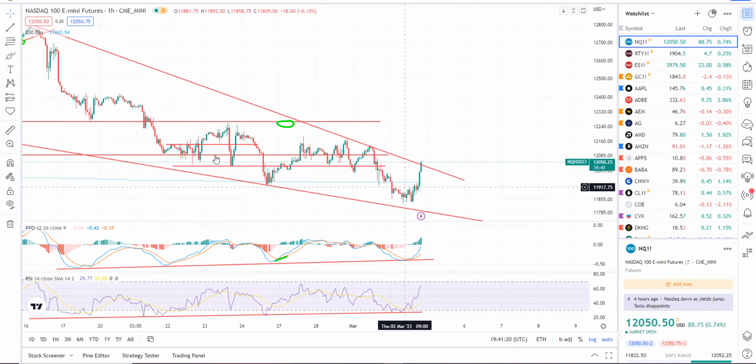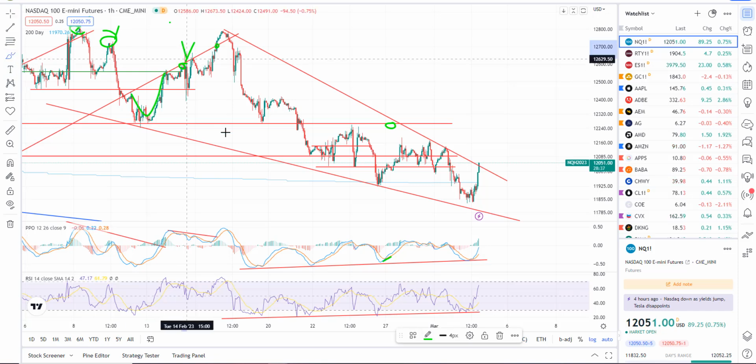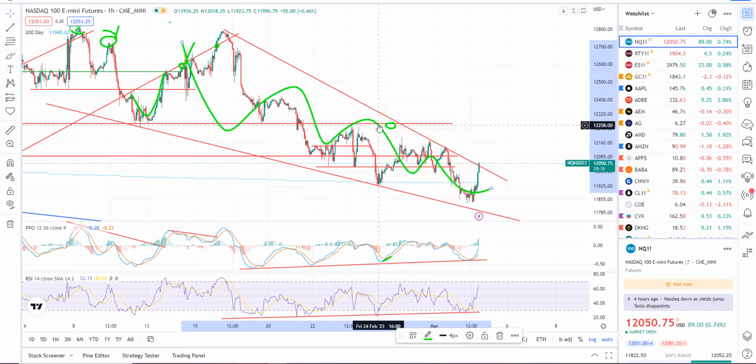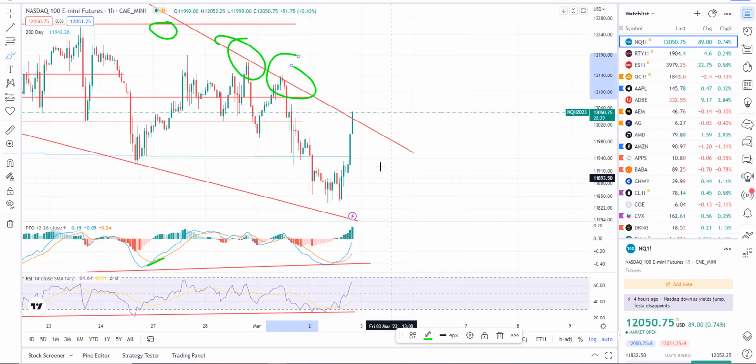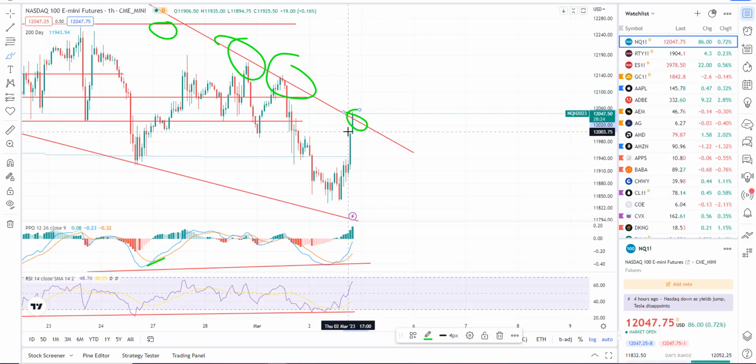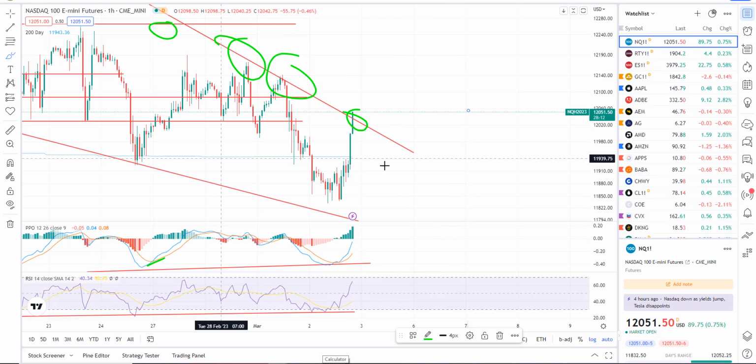A couple of things. On the hourly chart, we have this bullish falling wedge pattern right here. We've got a couple reactions to kind of validate that. So there's the high, we've got another reaction there, another one there, and it looks like we're starting to break out. This is delayed slightly, but I suspect it's not going to break out today, but it looks like it's going to.